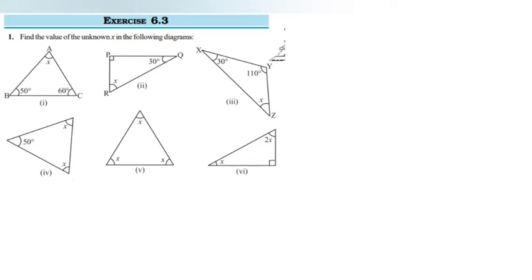Before that, let's write down the property. The property is: the sum of all angles in a triangle is equal to 180 degree. That's it. It is also called the angle sum property. So we're going to use this property and get the answer.